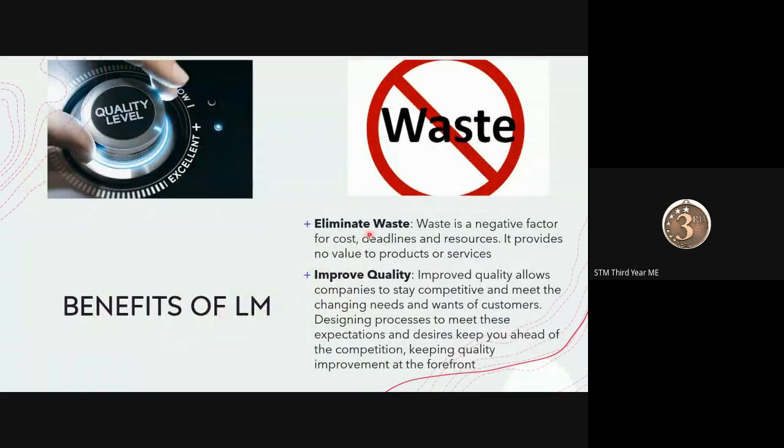Okay, first one is eliminate waste. Waste is a negative factor for cost, deadlines, and resources. That is what comes under eliminate waste. Three types of waste are mentioned: cost, that is every incurred cost, along with the holding cost, stationary cost, the process cost, manufacturing process cost. These are all the costs that are incurred here. Then deadlines include time for the production process, time for design, time for preparing the prototype. Such things come under deadlines.